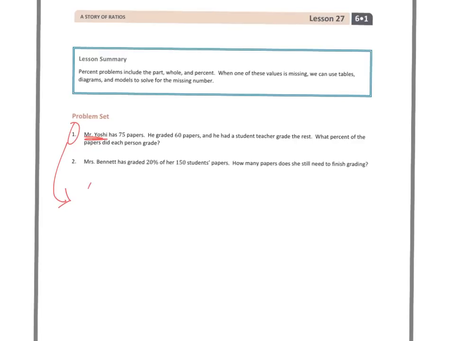So I know that he has graded 60 of the 75. What I'm going to try to do is get that to a number where I can then make it out of 100, because I'm looking for a percentage and all percents are out of 100. So I know that if I divide 60 and 75, 3 goes into both of them. 60 divided by 3 is 20, and 75 divided by 3 is 25.